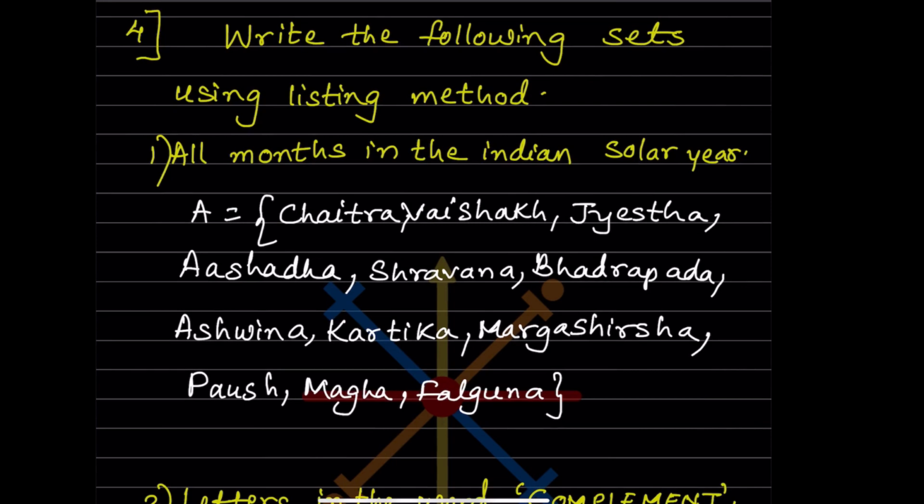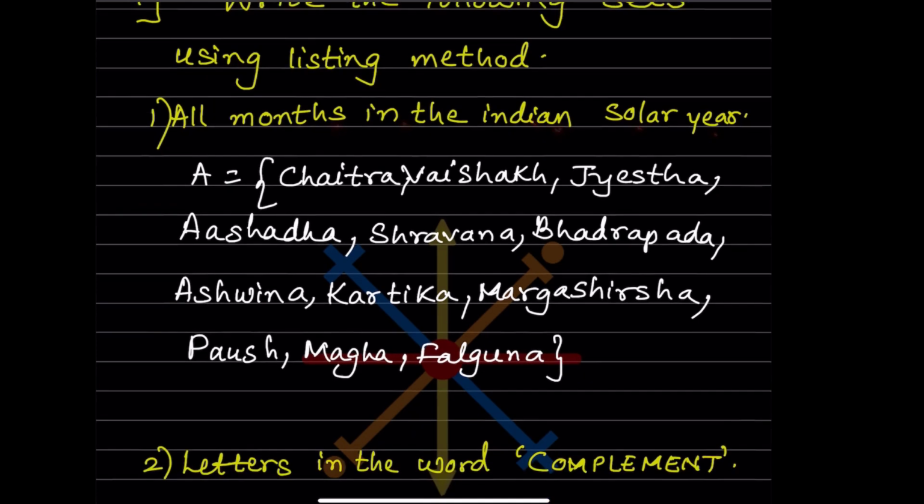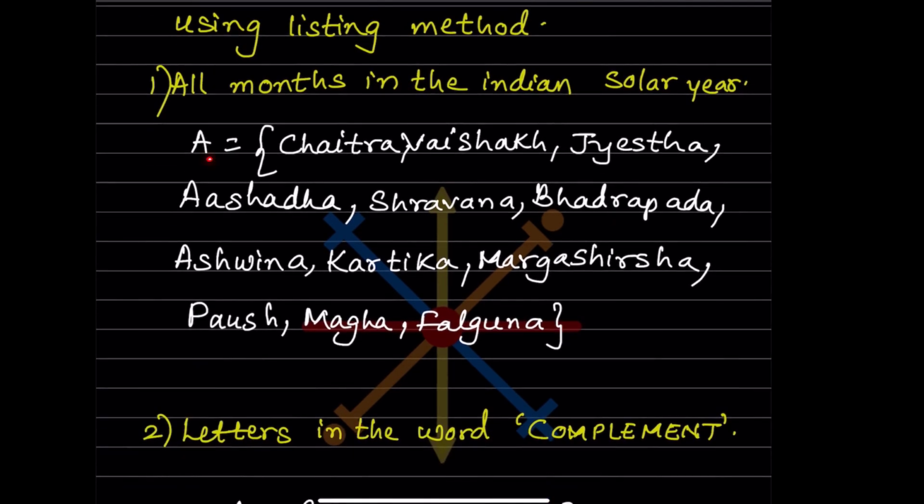Now here they have asked: write the following sets using the listing method. All months in the Indian solar year. So you know the solar year: suppose I write here Chaitra, Vaishakha, Jyeshtha, Ashadha, Shravana, Bhadrapada, Ashwina, Kartika, Margashirsha, Pausha, Magha and Phalguna. So these are all the months in the Indian solar year. All should be separated with commas, and the first alphabet should always be capital because it's a name.